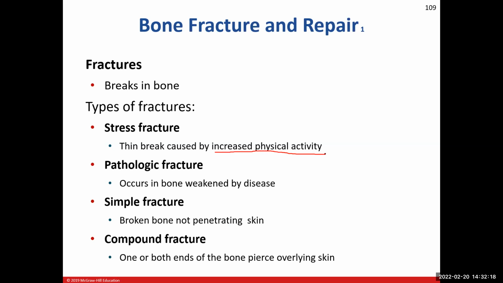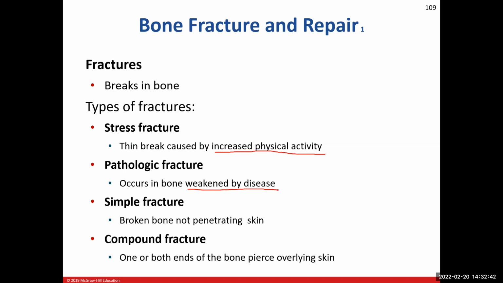All right, a pathological fracture. This is when you see a fracture because the bone was weakened by some sort of pathological condition or disease. Like if you have bone cancer, osteosarcoma, which is a bone cancer, that area can be more susceptible to a fracture because that bone in that area is weakened.